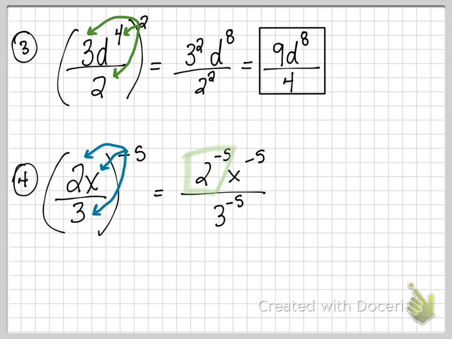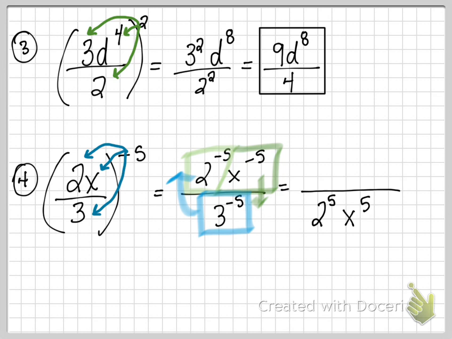Let's bring this 2 to the negative fifth down below our fraction bar to change the sign of the exponent. Let's do the same thing with x to the negative fifth: bring that below the fraction bar, and it becomes x to the fifth. Then the 3 to the negative fifth down below needs to come up, crossing the fraction bar, in order to make its exponent positive: 3 to the fifth. Our last step is to simplify all of those numerical terms.